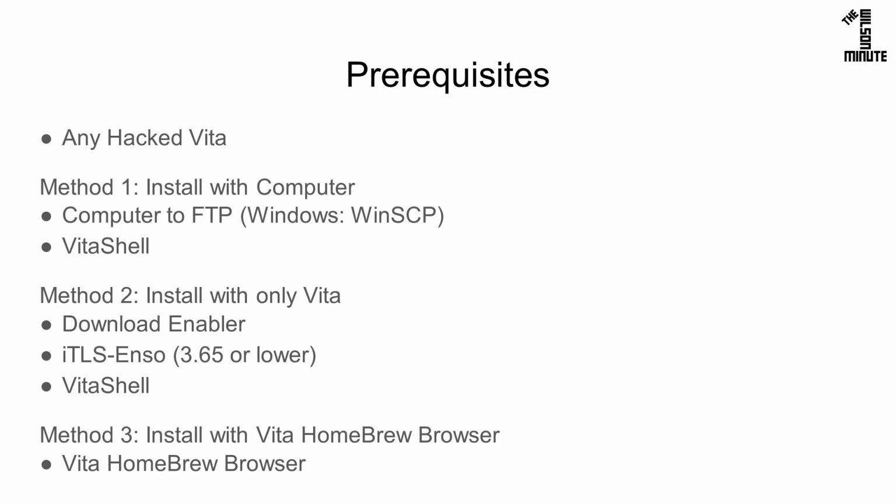For Method 1, you will need to know how to FTP into your Vita. For Method 2, you will need the Flows Download Enabler plugin. You will also need ITLS Enso if you are on firmware 3.65 or lower. For Method 3, you will need the Vita Homebrew Browser installed. Check out this video's description and the Wilson Minutes linked now for more help with these.